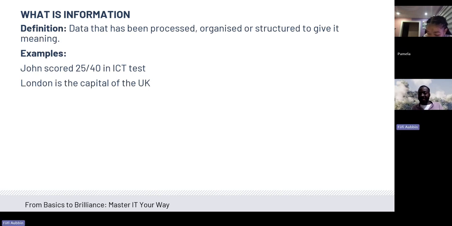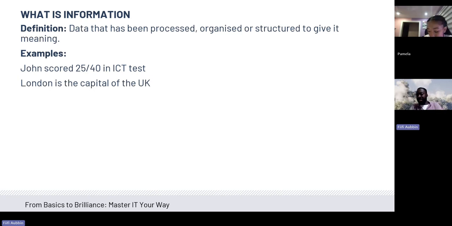Does that make sense? Yes, please. And what then is information? Data that has been processed, organized, or structured to give it meaning. Once you process the data, you organize it and it's structured to give it meaning, then we are talking about information.